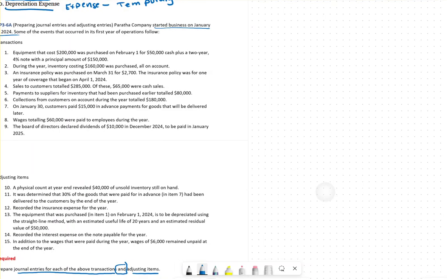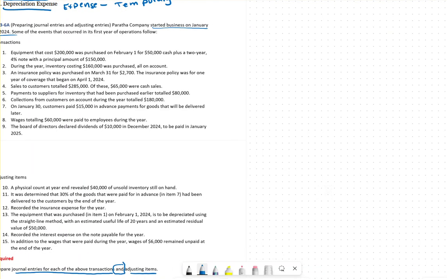Before we do that, we have to do the normal transactions. So we have transaction number 1, and at the top we have a debit and a credit. Transaction 1: equipment that cost 200 was purchased. When did we purchase it? On February 1st, for 50,000 cash plus a 2-year 4% note with the principal of 150.